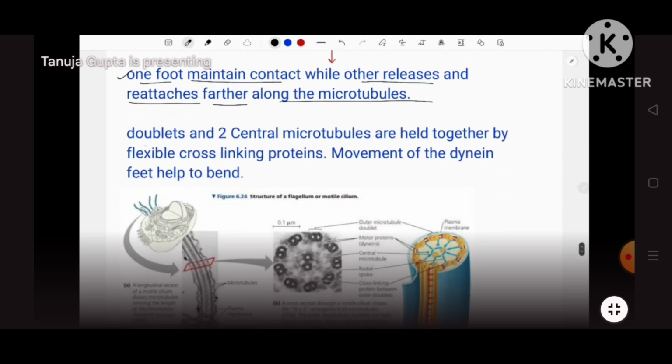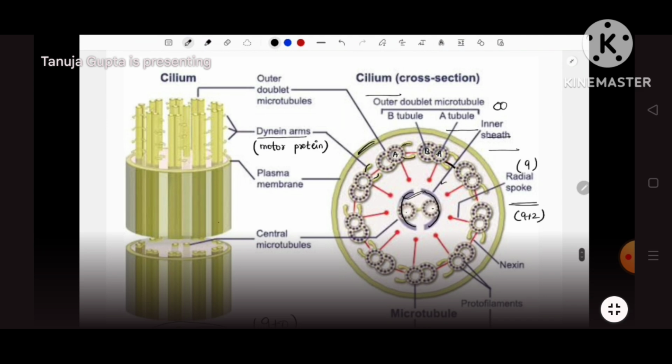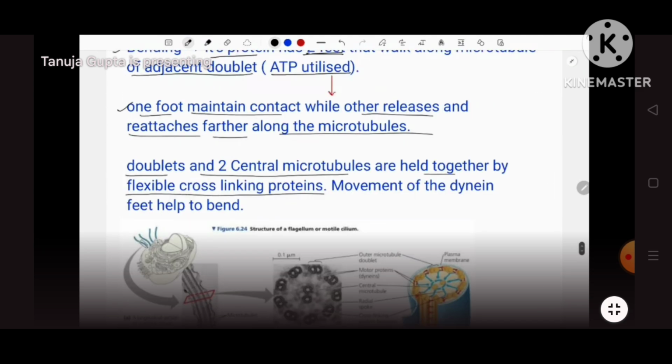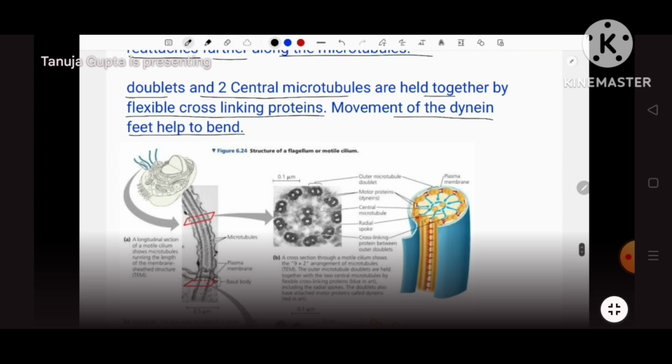So the doublets and the 2 central microtubules are held together by a flexible cross-linking protein. This is what they are saying. They are saying about this one. They are attached with the cross-linking protein. Movement of dynein feet helps to bend. This is why, because the dynein feet show the movement, and because of this they are able to bend like this.